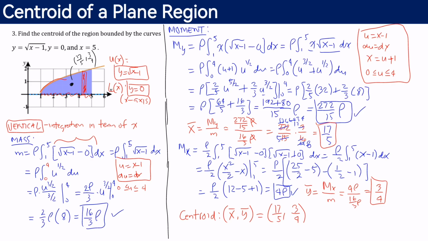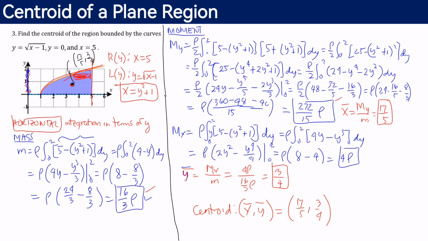So this is for problem number 3. The centroid is 17 over 5, 3/4 using vertical rectangles. I also did the solution for the same problem. I got the same answer, but this time I used horizontal rectangles. The centroid is 17 over 5, 3/4.